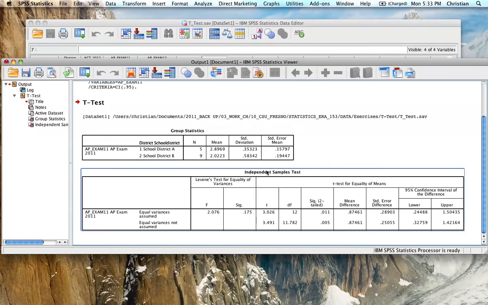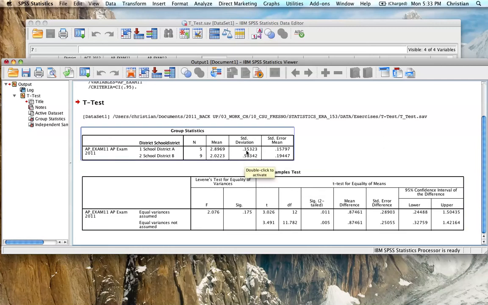Now, for the results of the independent samples t-test. First of all, we look at the variance. We test, are the variances equal in the two groups, or are they not statistically significantly different? We can see 0.35 to 0.58. Let's say 0.6, 0.35, it's almost double in school district B, right? So the schools in school district B vary quite a bit more than the schools in school district A.